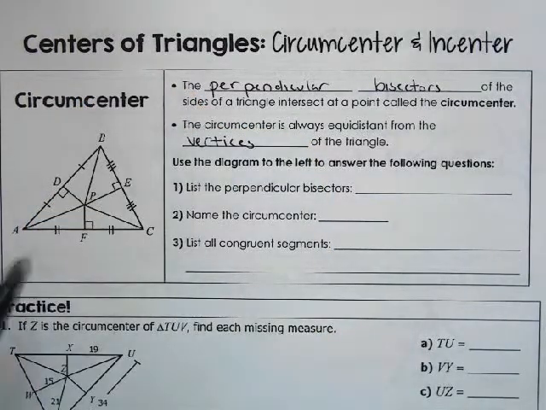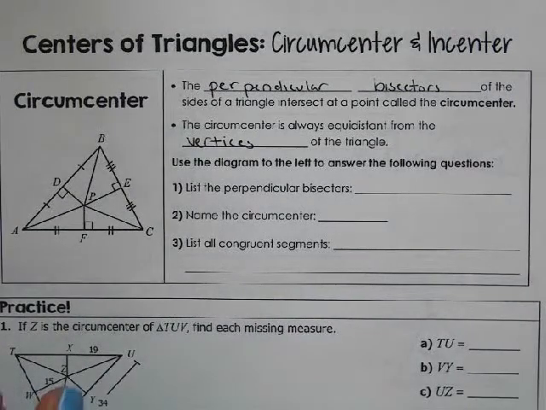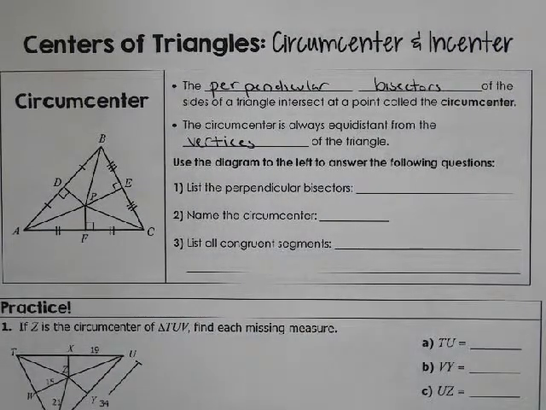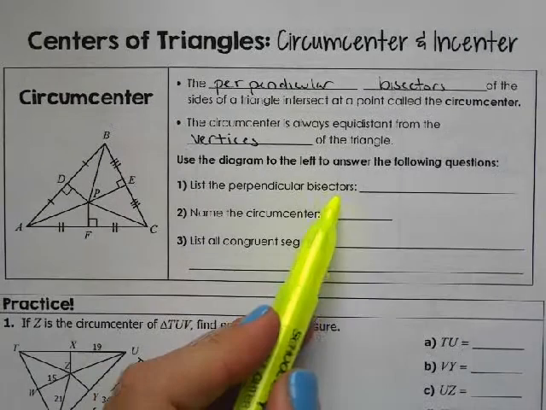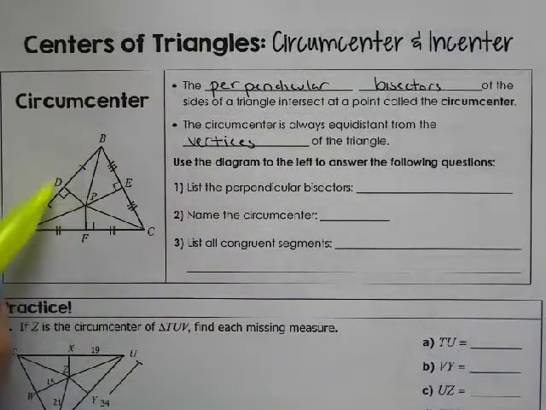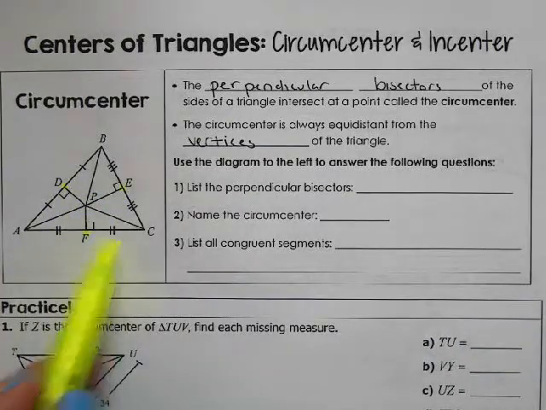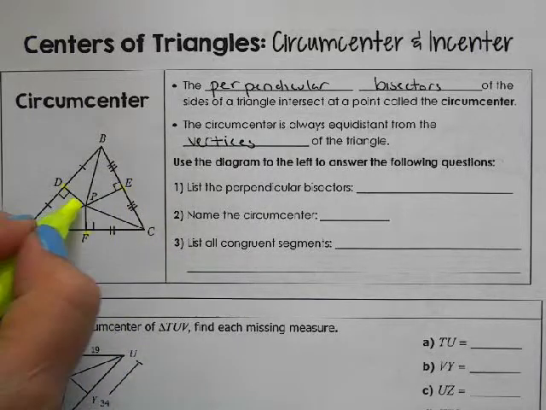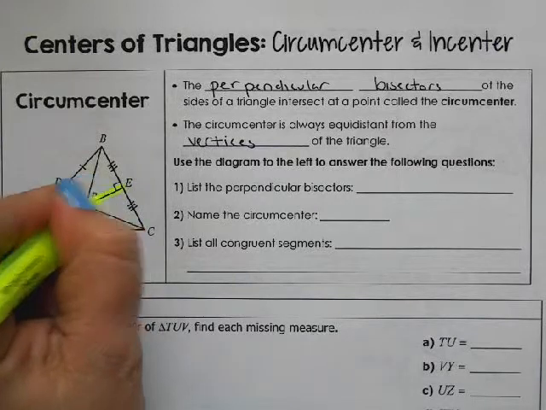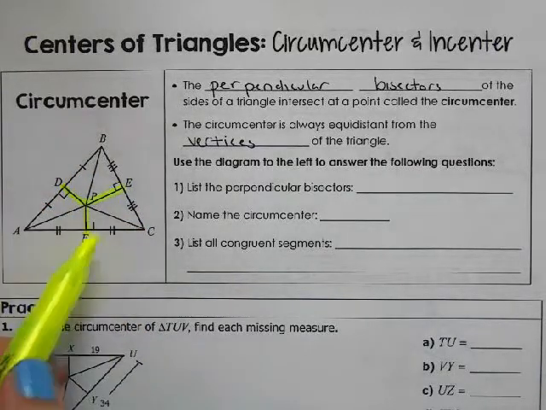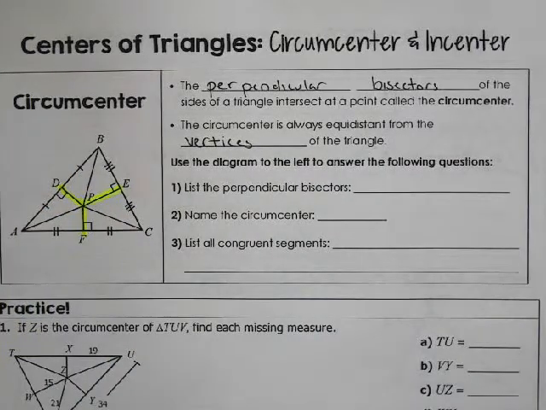So what we're going to do is help you figure out what parts are what when you have a diagram like this. If we want to list the perpendicular bisectors, we need to look for the midpoint. So D is a midpoint, E is a midpoint, F is a midpoint. We can tell that by the tick marks. These perpendicular bisectors are all in yellow. We can tell because the right angles are there. So those are the perpendicular bisectors.